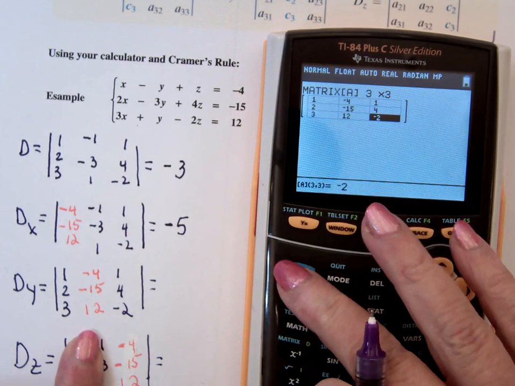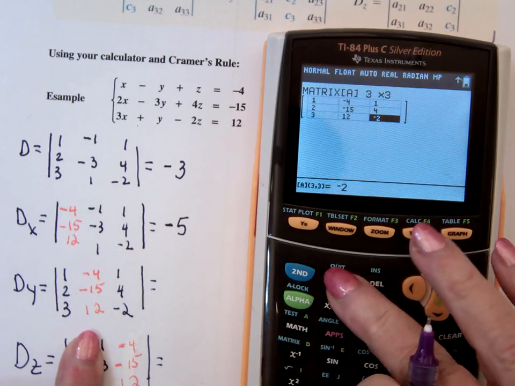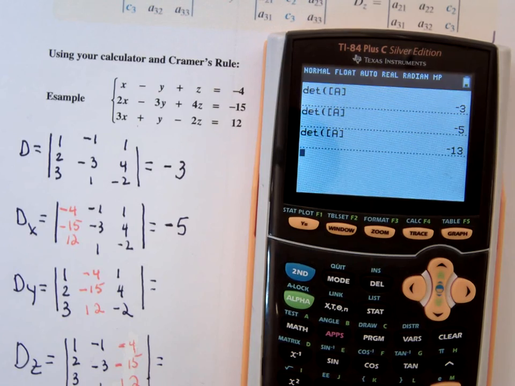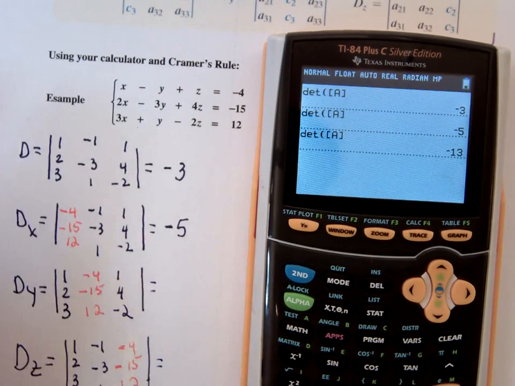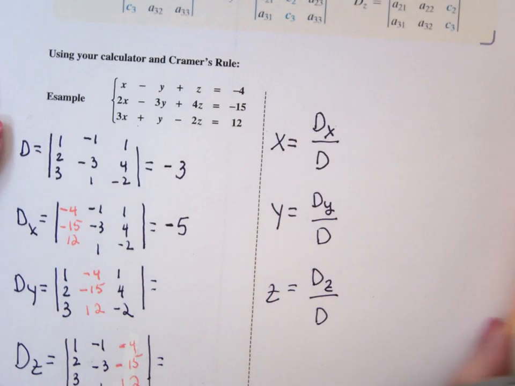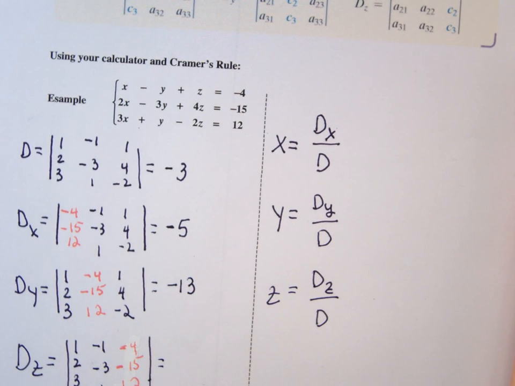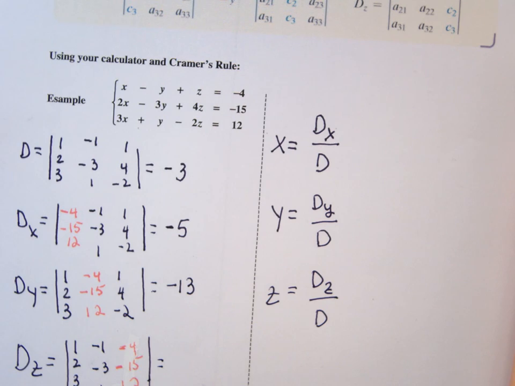And if I haven't screwed up, let's pull the determinant back in. And it's negative 13. You guys get negative 13, I hope? Okay. Now I know what y is. It's negative 13 over negative 3.